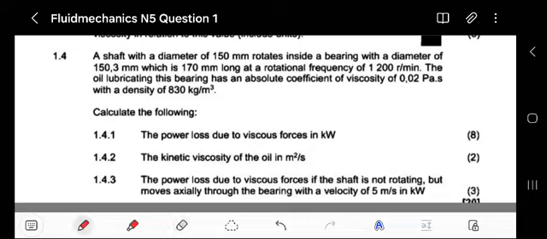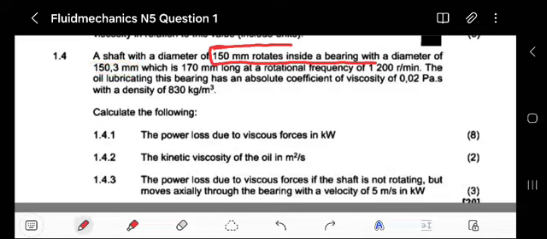The shaft with a diameter of 150 rotates inside the bearing. You see, that is the shaft, the diameter of the shaft. It rotates inside the bearing with the diameter of this. This is the diameter of what? Of the bearing.